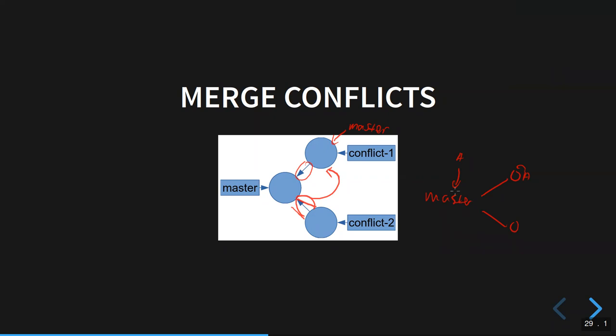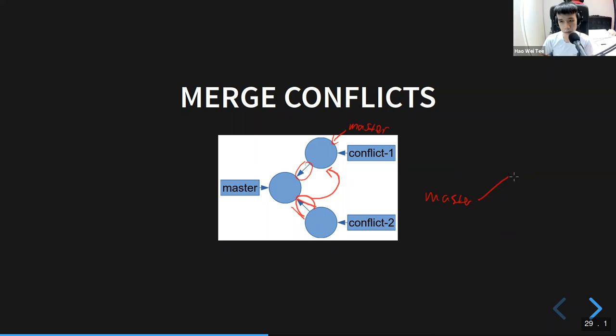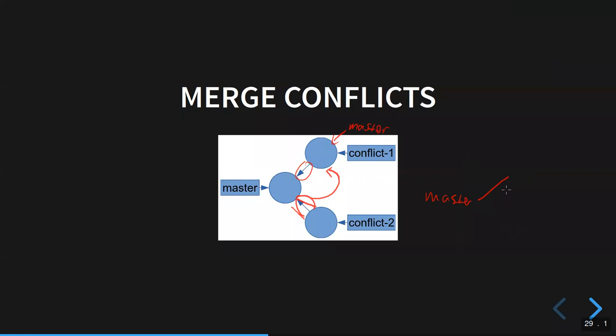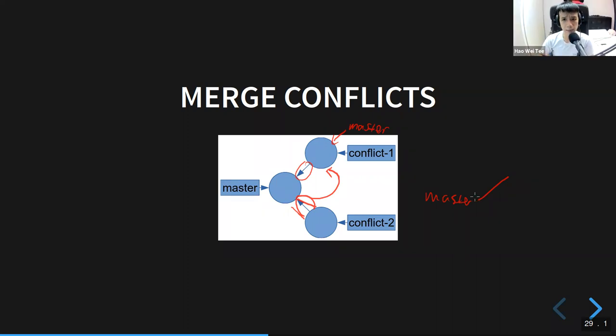Okay. So for simplicity, say I delete one empty line from master, that is A, and I delete two empty lines from master, that is B. That will result in a conflict because there is no way to resolve that. Do you want to delete one empty line or two empty lines? It will more or less compare line by line, though it's slightly smarter than that. But the problem is there is no way to resolve that.